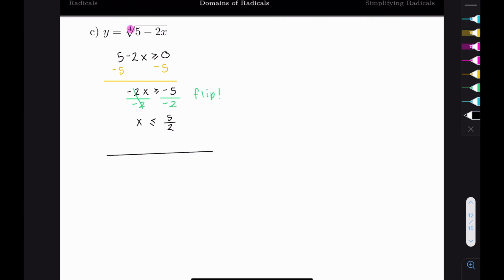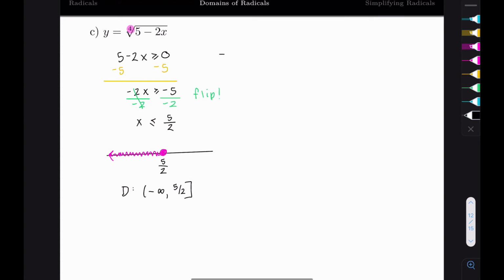So again, I need to write this in interval notation, so let's go ahead and do a number line. 5/2 is our important number. We can equal it, and I can take x values up to that point. So we would shade to the left. So our domain is going from negative infinity to positive 5/2.